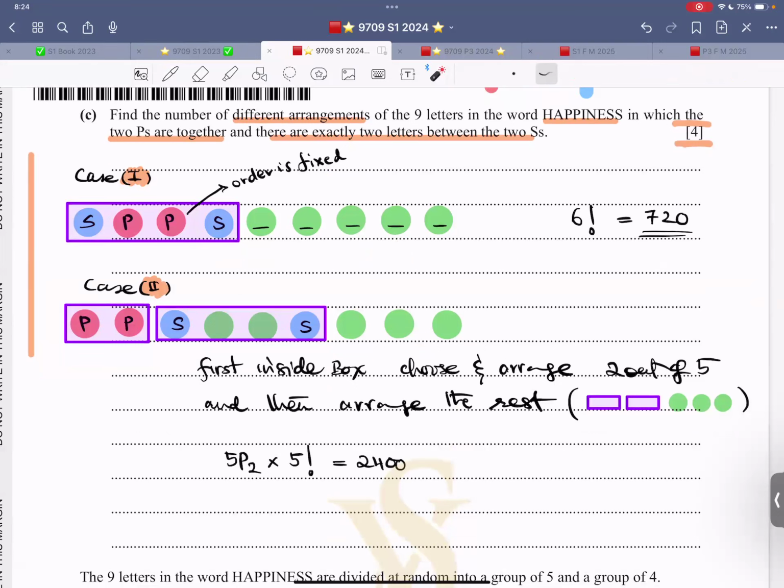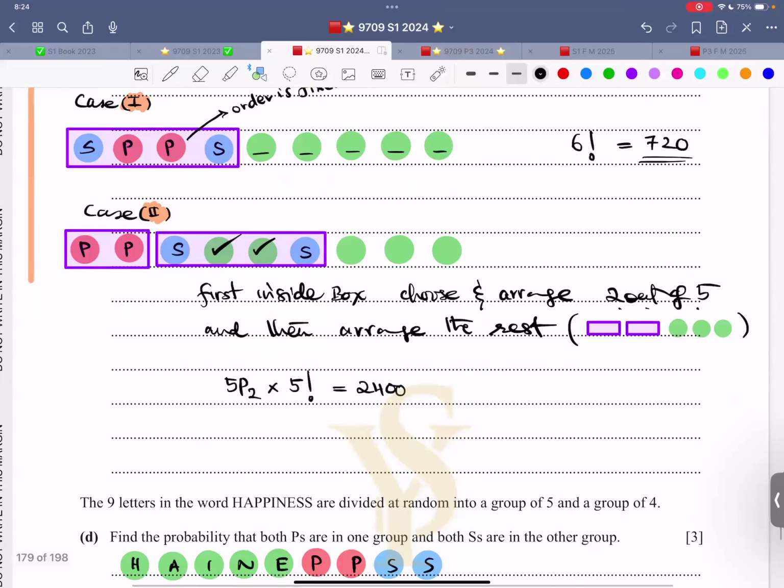Now make a box of 2 P's. Make a box of S with 2 things on the inside and 3 things on the outside. So first inside the purple box. So over here in these 2, let me mark it. In these 2, choose and arrange. That means permute 2 out of 5. So therefore, this purple thing is right over here. That is 5P2 over here.